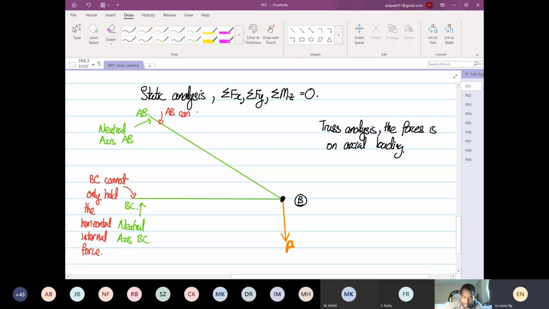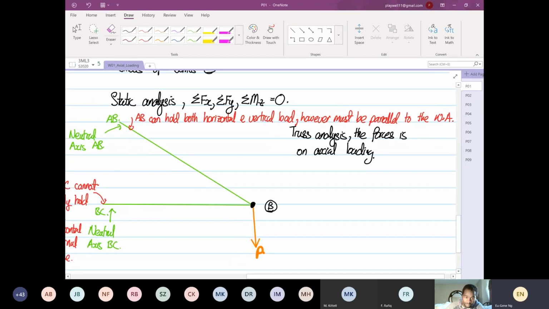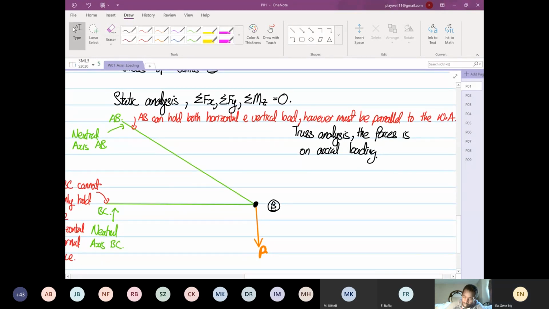AB can hold both horizontal and vertical load. However, it must be parallel to the neutral axis. There you go. You were doing axial loading before. So based on method of joints, point B has a vertical load coming down.